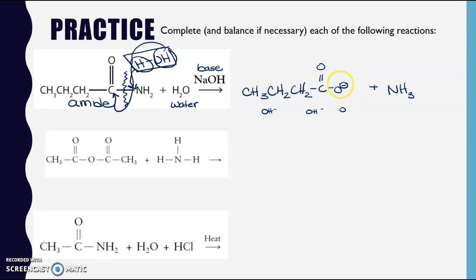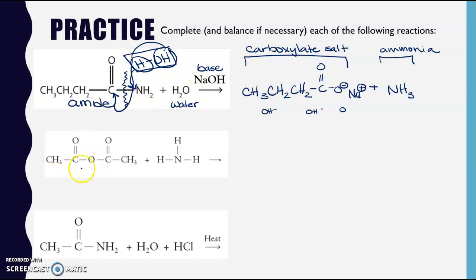Now, because I have this negatively charged particle, I would expect it to be attracted to the cation of my base. So I have created here a carboxylate salt and ammonia, which is what we would expect to create, ammonia or an amine and a carboxylate salt, from the base catalyzed hydrolysis of an amide.